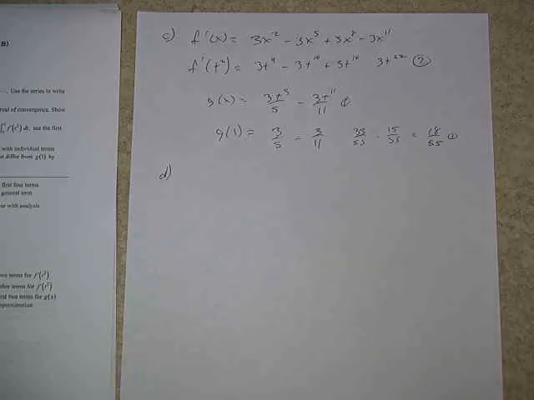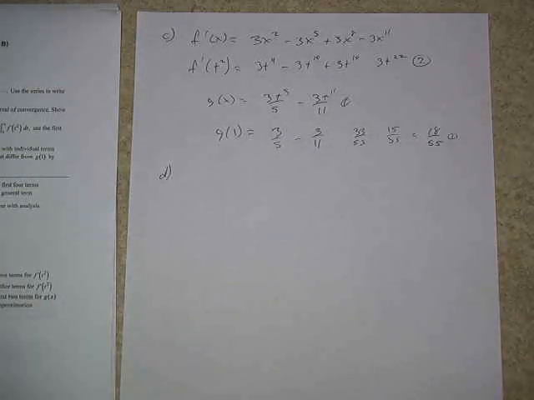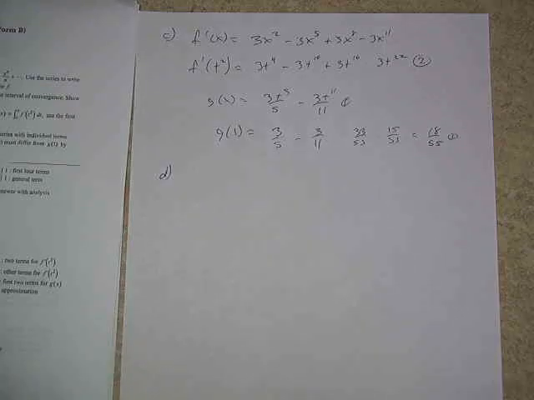All right, and I think I said D, but I meant C. Part D says the Maclaurin series for g, evaluated at x equals 1, is a convergent alternating series with individual terms that decrease in absolute value to 0, which ultimately means that it converges, of course. And then we want to show that the approximation in C must differ from g of 1 by less than 1/5. Okay. All right.